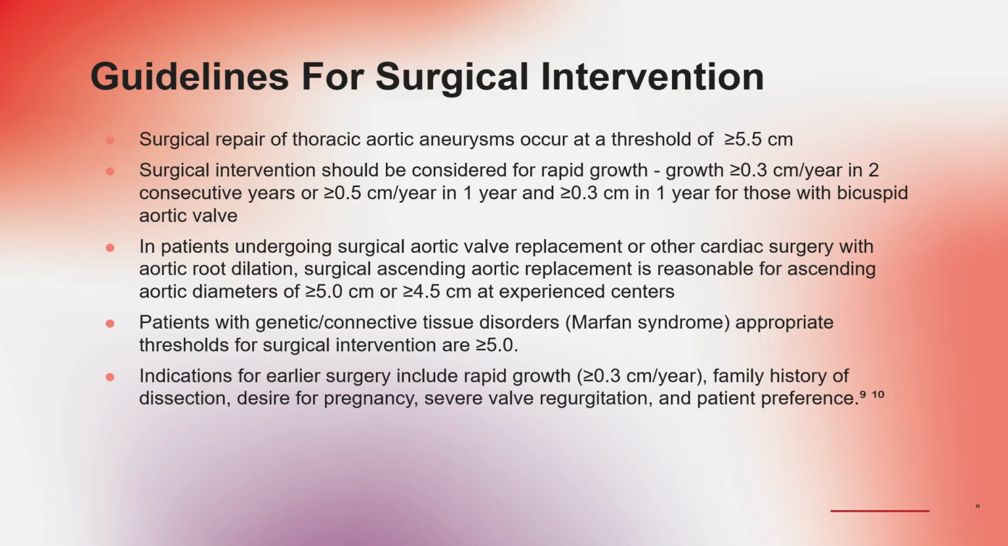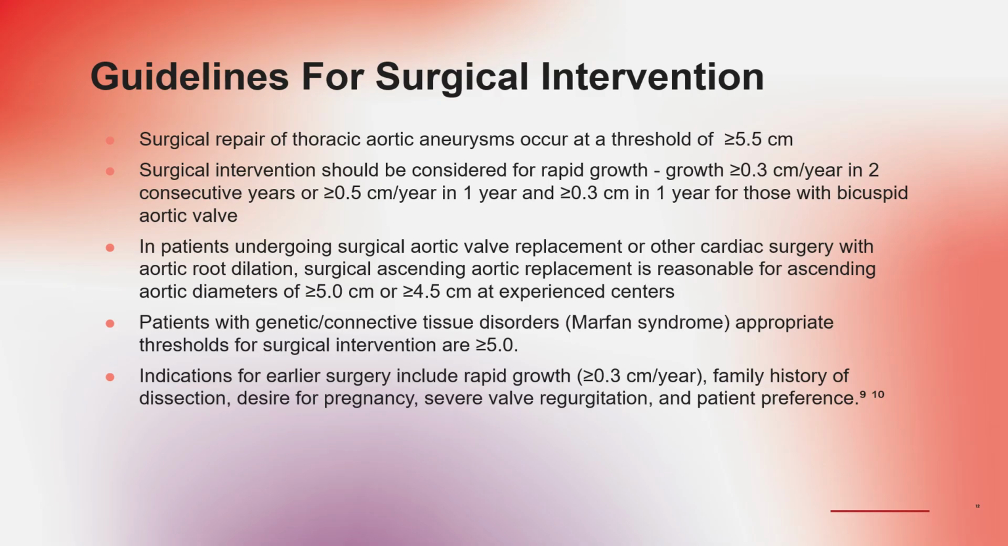Here I will discuss guidelines for surgical intervention. Surgical repair of thoracic aortic aneurysms occurs at a threshold of greater than or equal to 5.5 centimeters. Surgical intervention should be considered for rapid growth of greater than or equal to 0.3 centimeter per year in a 2 consecutive year time, or greater than or equal to 0.5 centimeters per year in 1 year, and greater than or equal to 0.3 centimeters in 1 year for those with bicuspid aortic valve.